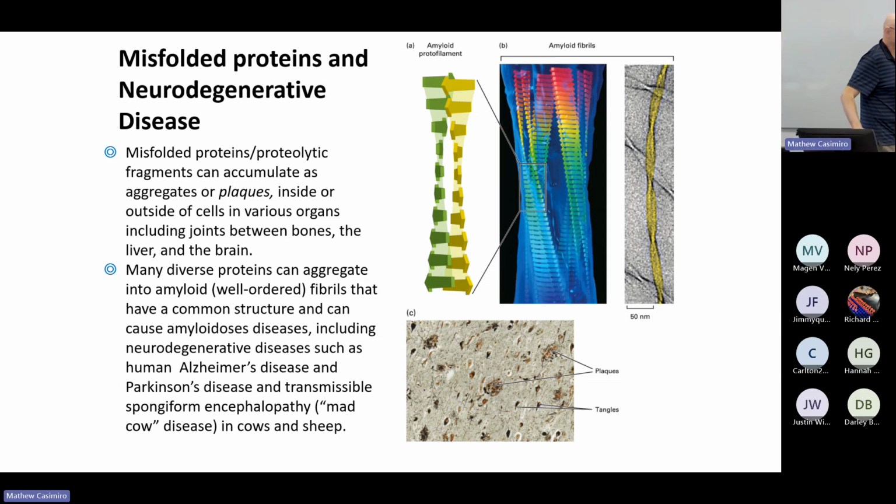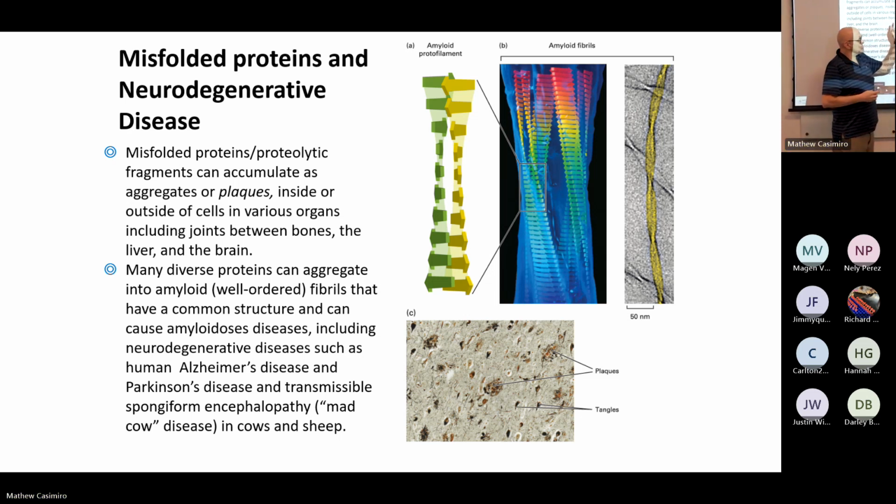The consequences of incorrectly folded proteins can be dire for the health of the cell. Okay? Incorrectly folded proteins can aggregate within the cell. And these aggregates are stabilized primarily by hydrophobic interactions between beta sheets. Right? So when they do aggregate, they form a structure that's called an amyloid fiber.